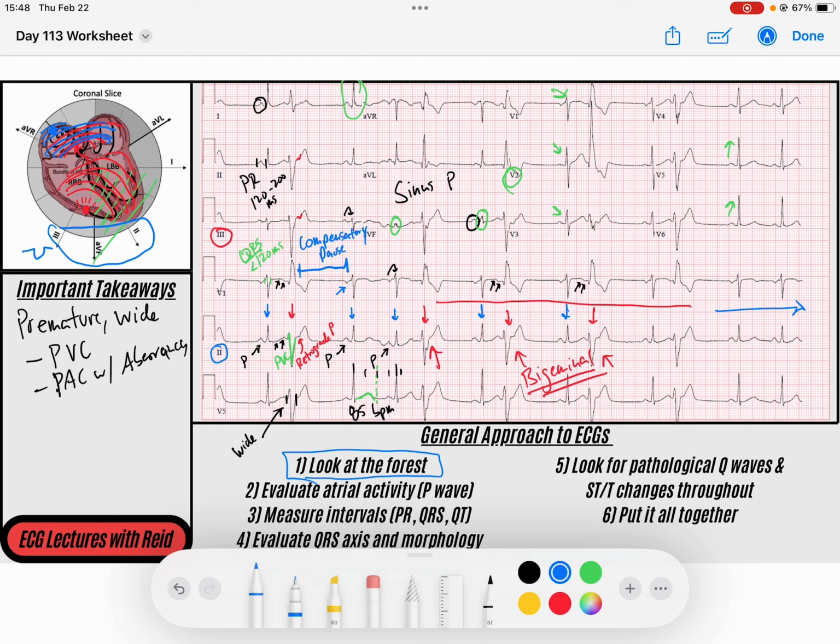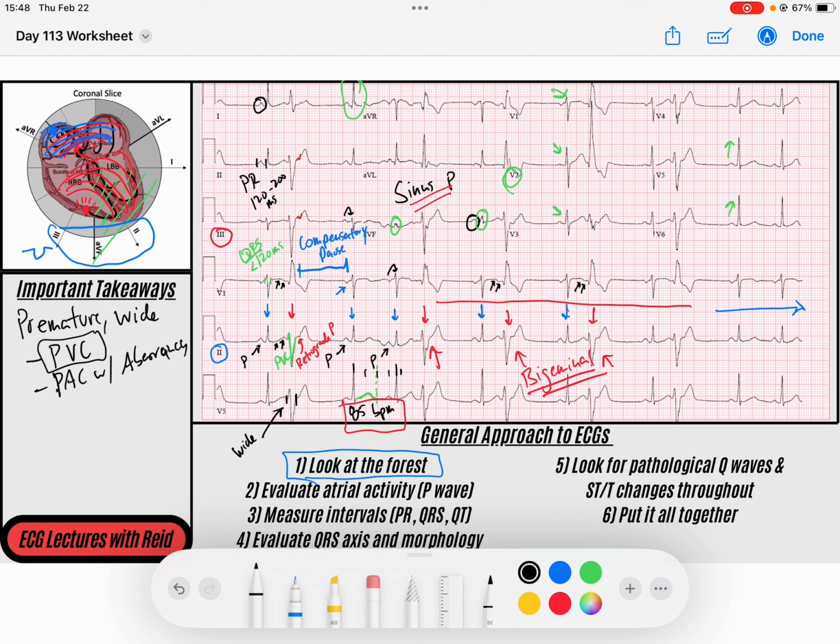So let's put this all together, and what do we get? We have a sinus rhythm. Sinus node rate seems to be at about 85 beats per minute. We have normal sinus conduction through the AV node and the QRS, but we have frequent premature ventricular contractions with retrograde atrial activation and a compensatory pause.